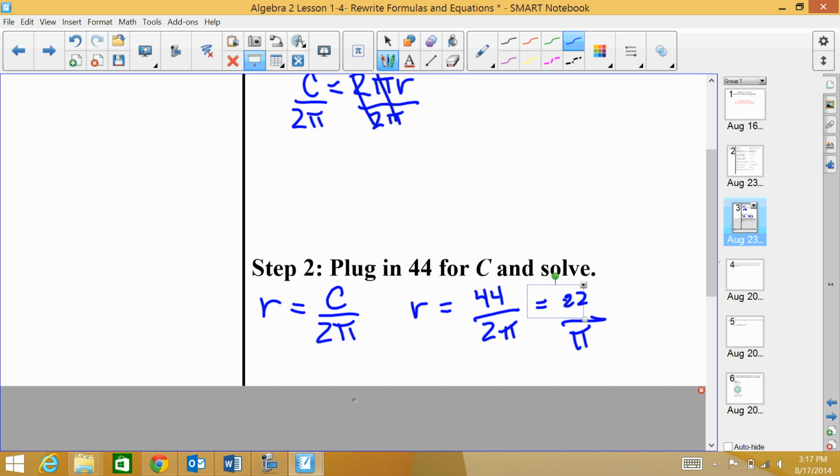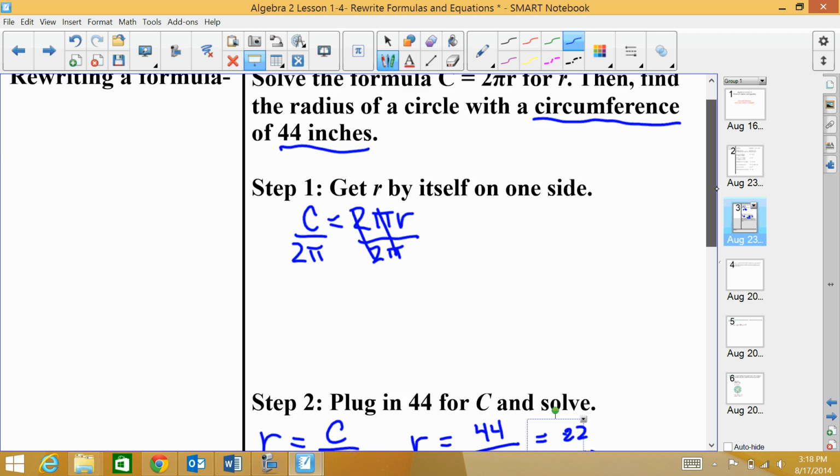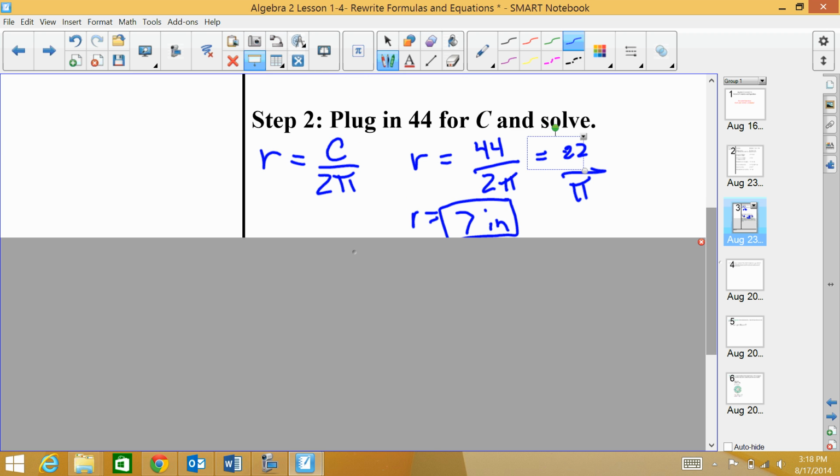Now, if you wanted to get the exact answer, you could take 22 divided by, and you could use either 3.14 or you can use the pi button on your calculator, which is more accurate. So I would recommend doing that. So that comes out to be about 7 inches for the radius. And you always want to label your answer. So if we go back up here, since it had it in inches, we need to make sure we label our answer in inches. So it should be about 7 inches for the answer.